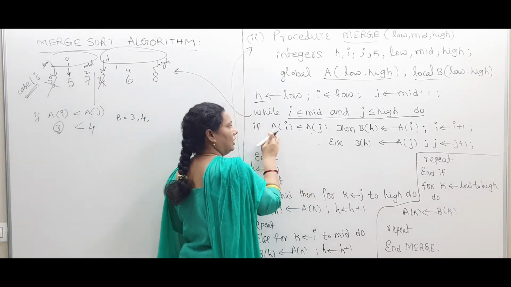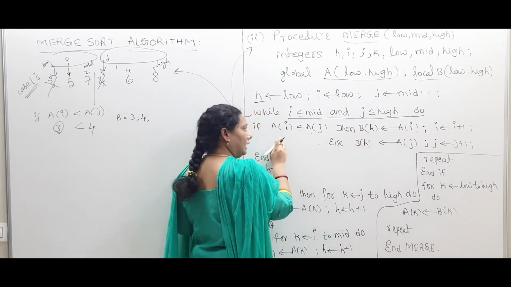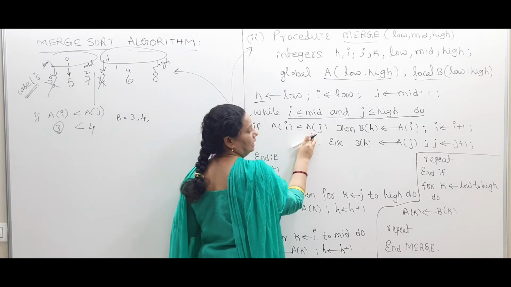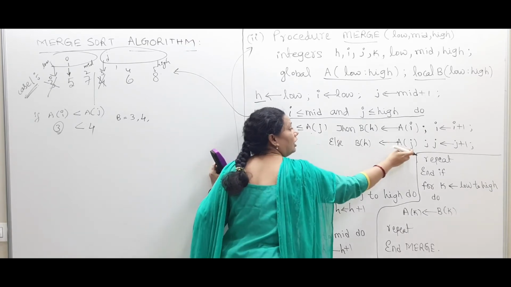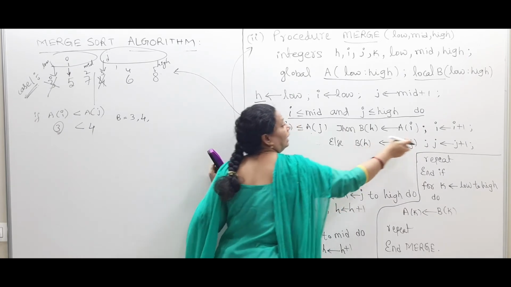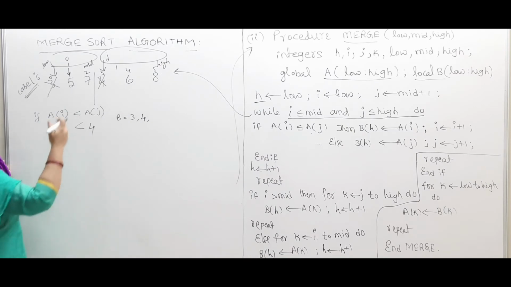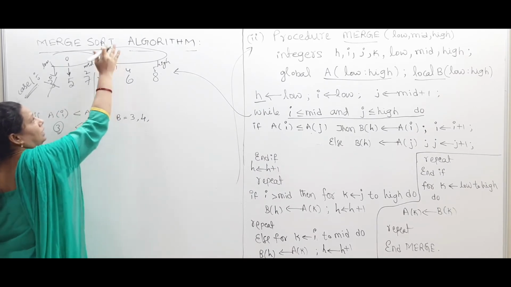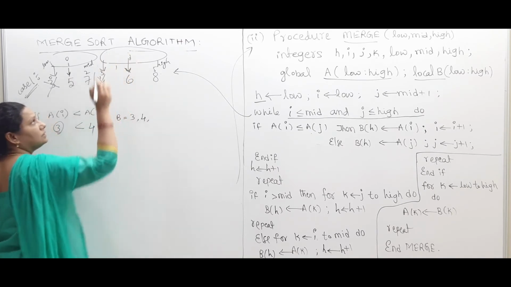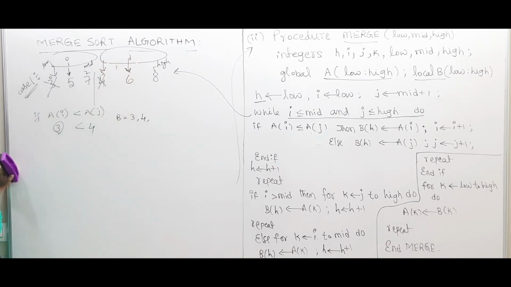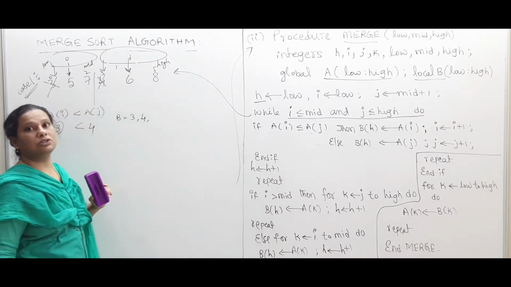Else, if A of I is less than A of J, transfer A of I to B. Else means A of J is having less, A of J is less than A of I. Then what you have to do? A of J has to be sent to B. And what is the next step? J is equal to J plus 1. You are trying to move to the next element, because sorting of this element is over. So J represents the next element, and to represent the next element, J is equal to J plus 1.